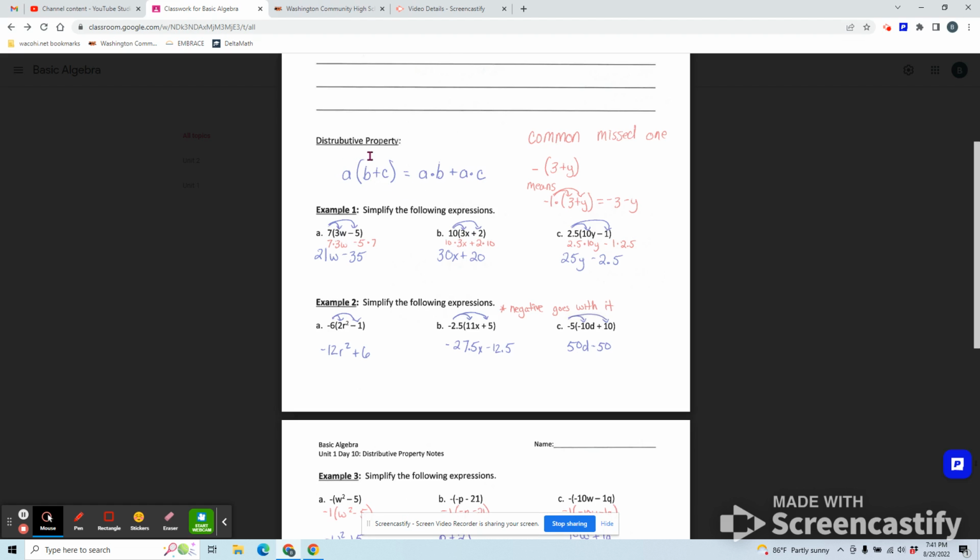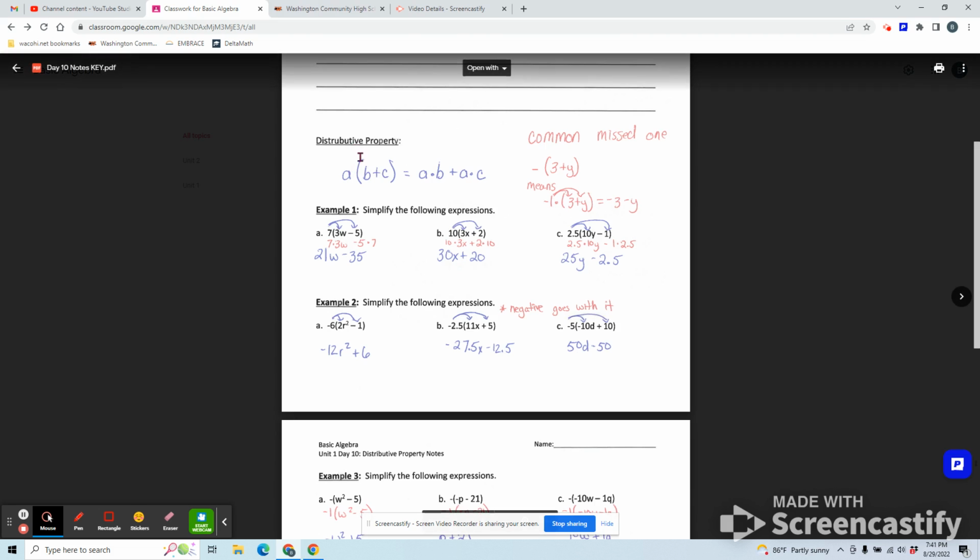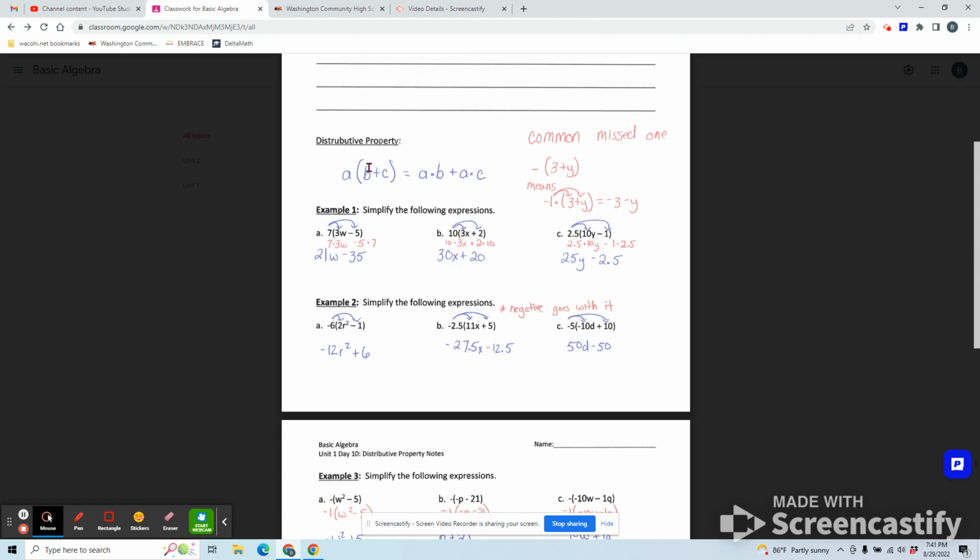When you distribute, you're trying to get rid of these parentheses. And when you're distributing, you're multiplying. This is really saying A times this whole thing in parentheses. So if we were to rewrite this, we would say A times B plus A times C. It'll make more sense when we do example 1 or 2.